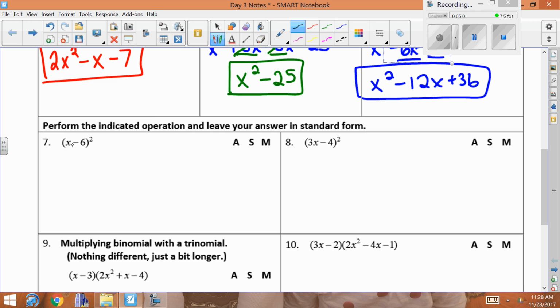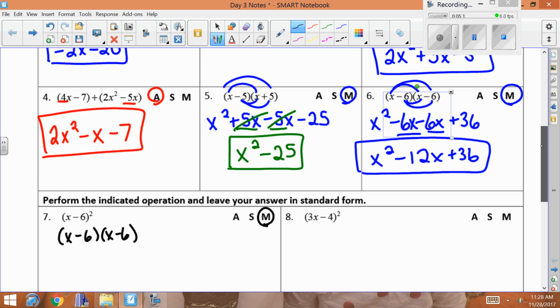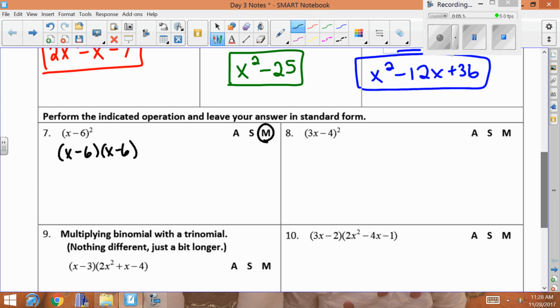So if I have x minus 6 squared, that means I'm going to take x minus 6 and multiply it by x minus 6. So this is actually a multiplication problem. If you look closely, it's actually the problem that we just did, number 6. So I'm going to go quicker through the double distributing, x times x, and then minus 6x, minus another 6x, and a plus 36.